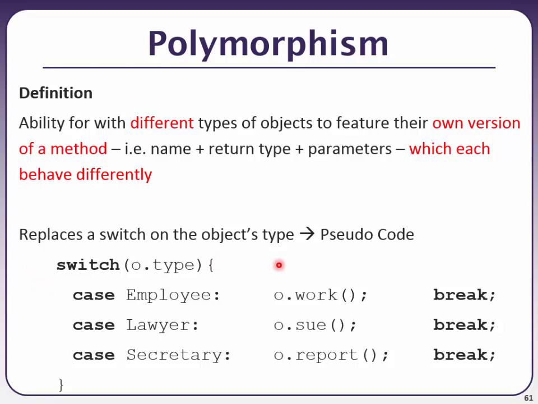So instead, what we would like is a single method, work. So the work method from employee, we are going to also implement it in lawyer instead of sue. We are going to also implement it in secretary instead of report. So we want the same method so that no matter what, we can call o.work. And then instead of having to test for differences in the code that is using the classes employee, lawyer, and secretary, we are just going to delegate to the object itself to implement the right version of the method work.